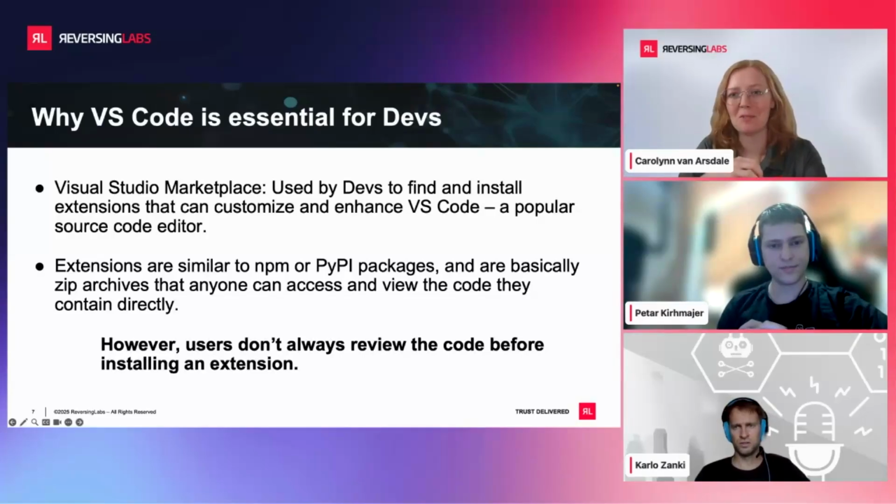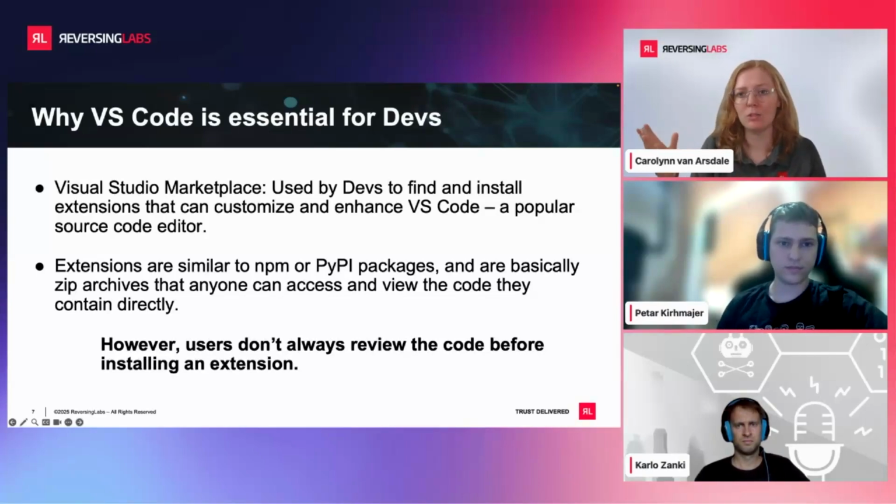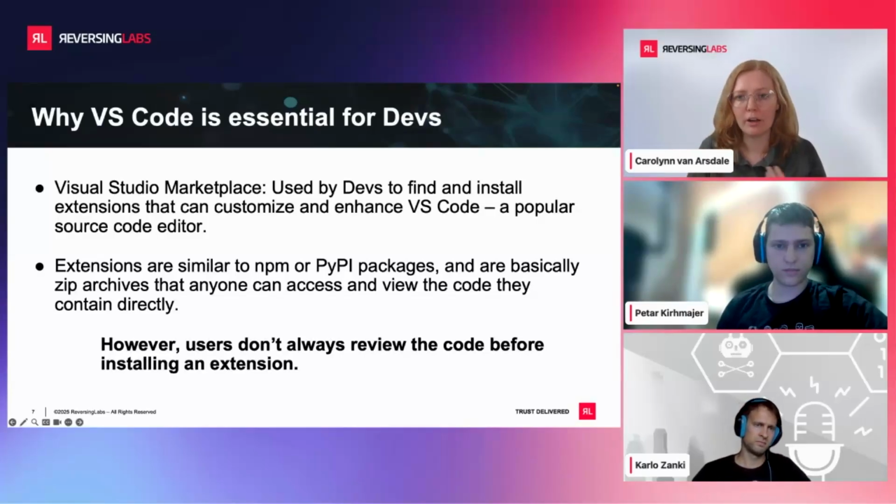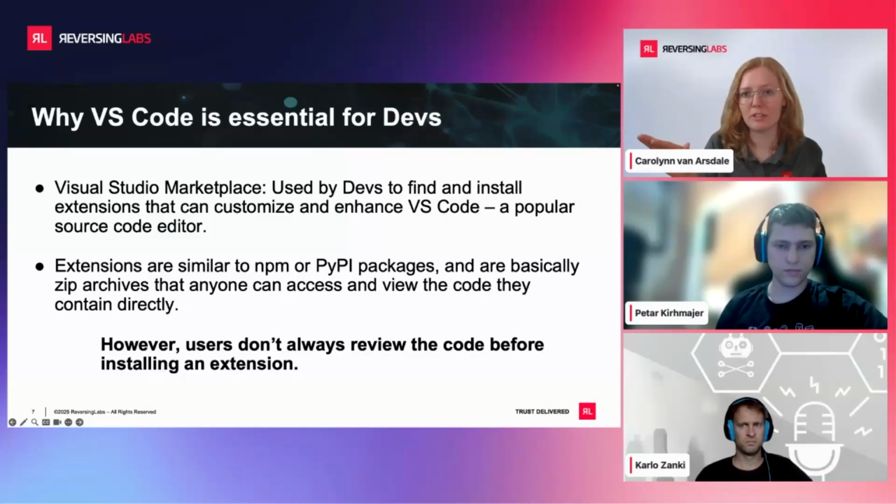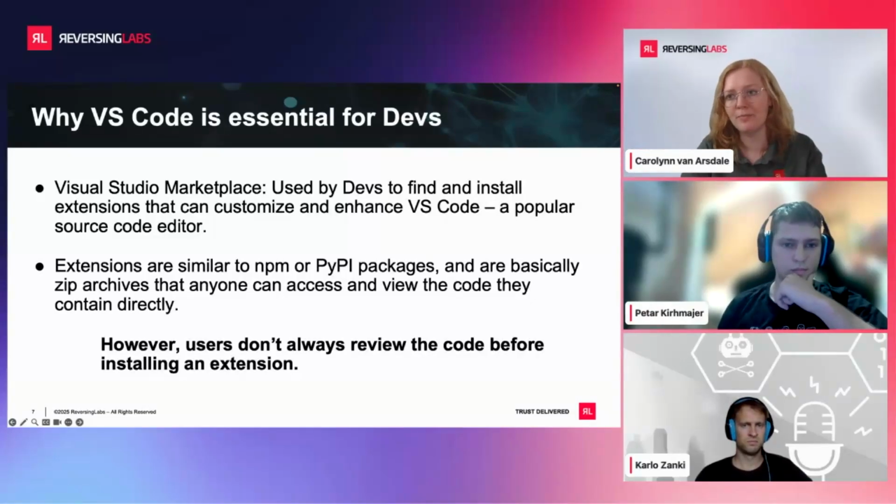Gotcha. Sorry to interrupt you. I was just curious. So would you say that when we think about, oftentimes you all, the ReversingLabs threat research team, will discover open source software supply chain attacks on platforms like NPM. Would you say that these compromises on NPM or PyPI are similar to compromises that we see on VS Code? Not just for this specific compromise we're talking about today, but in general?